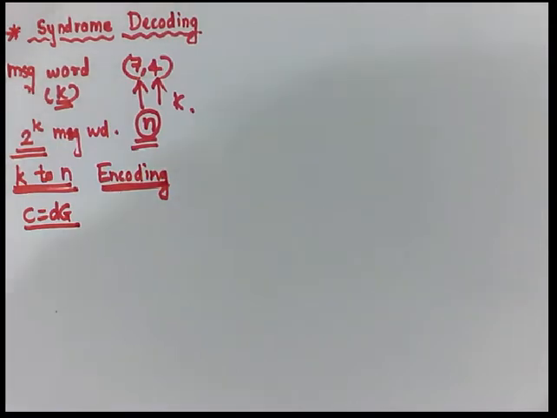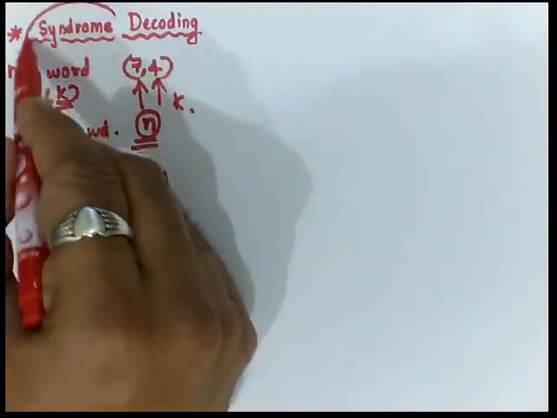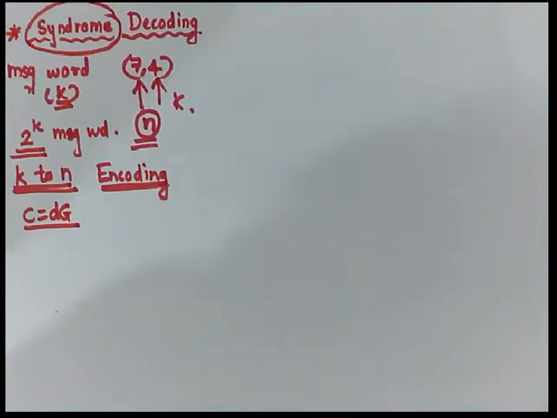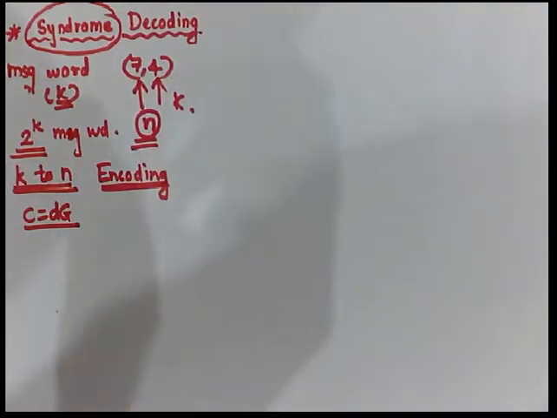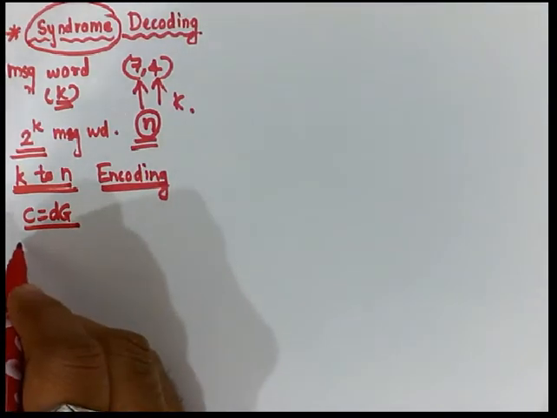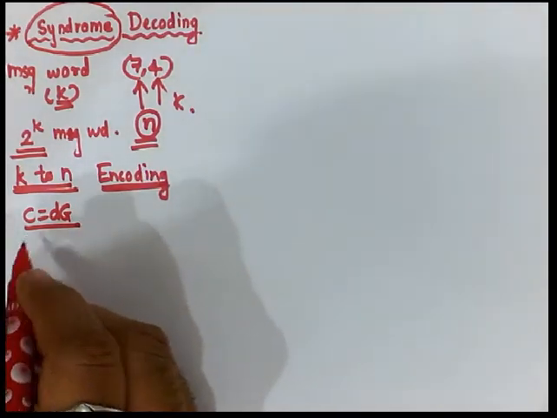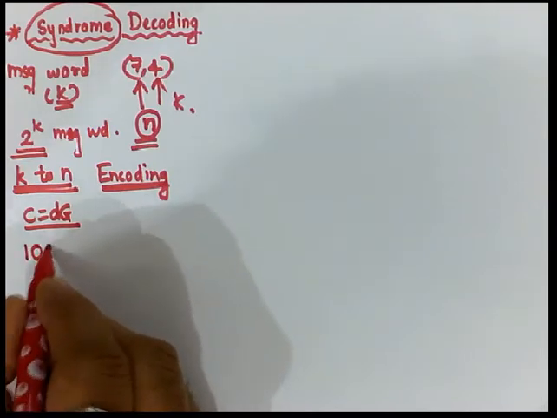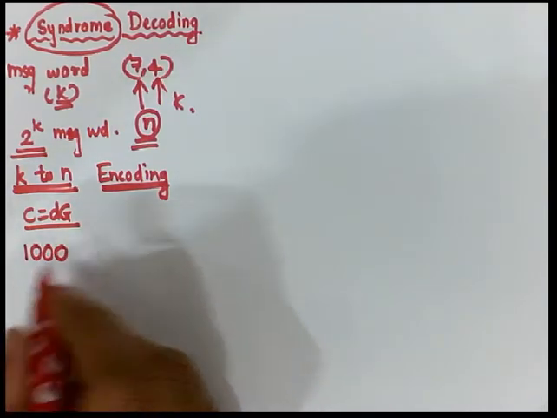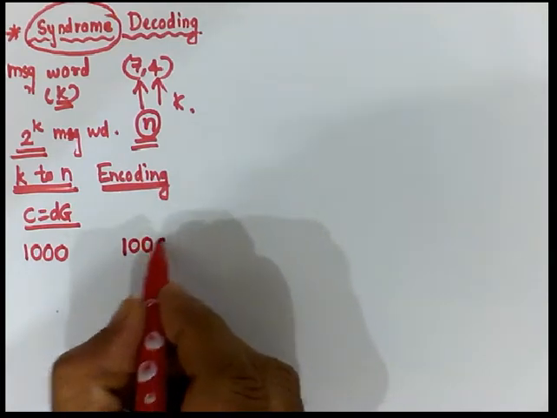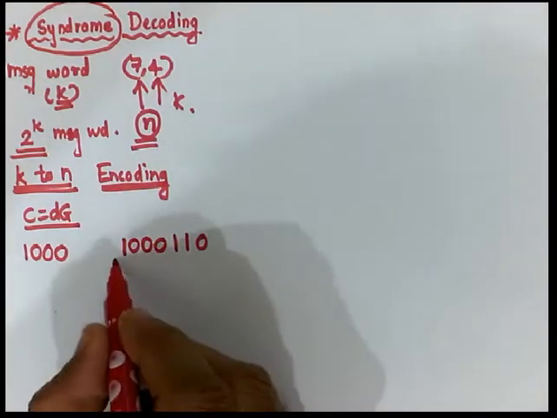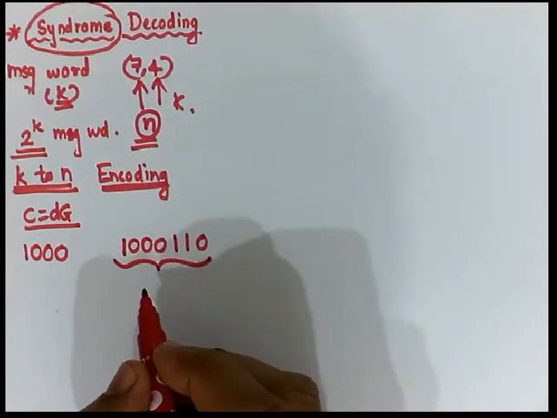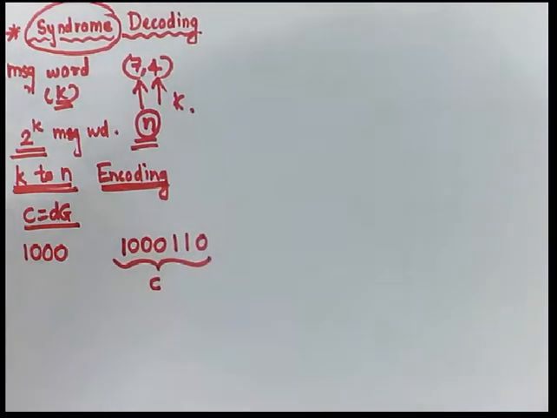Now the decoding is mainly concentrated towards the syndrome. Syndrome is nothing but the symptom of error. So if a (7,4) LBC is there, each code word carries a total of 7 bits. And if we assume, let's say, for the message 100, the code word is, this is only an assumption, 110. So this indicates that the code to be transmitted is nothing but this one, C.